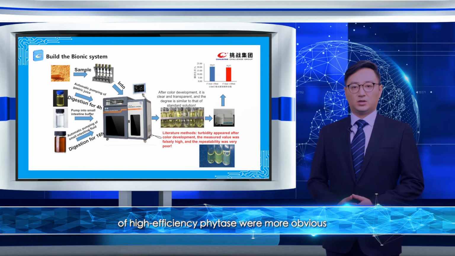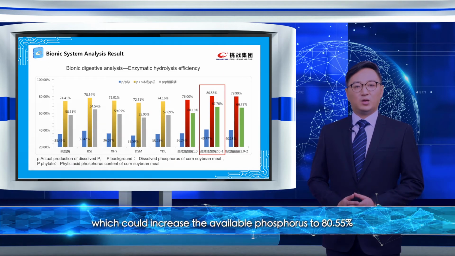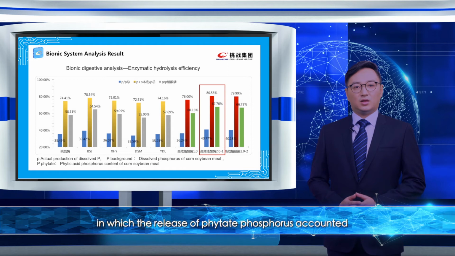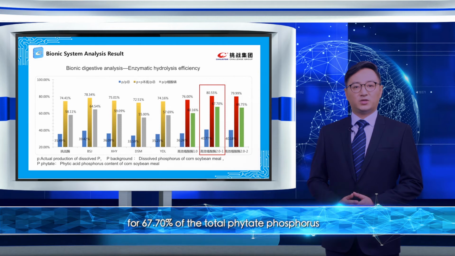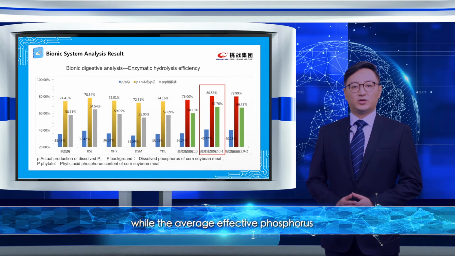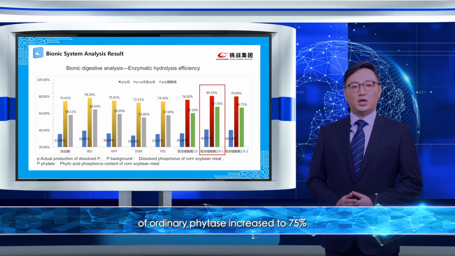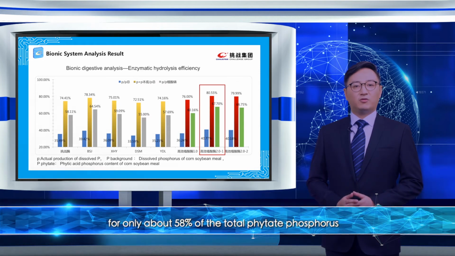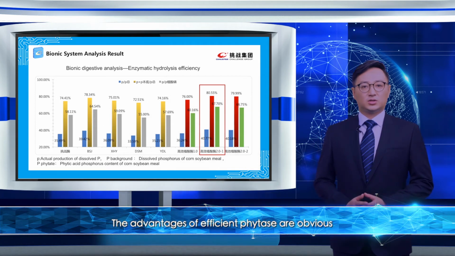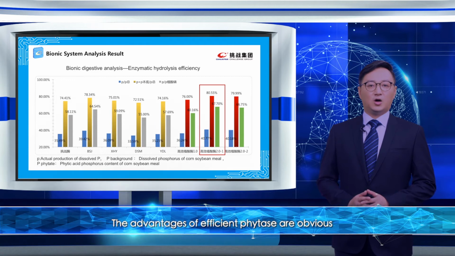were more obvious, which could increase the available phosphorus to 80.55%, in which the release of phytate phosphorus content was 67.17% of the total phytate phosphorus, while the average effective phosphorus of ordinary Phytase increased to 75%, and the release of the phytate phosphorus content was only about 58% of the total phytate phosphorus. The advantages of the effective Phytase are obvious.